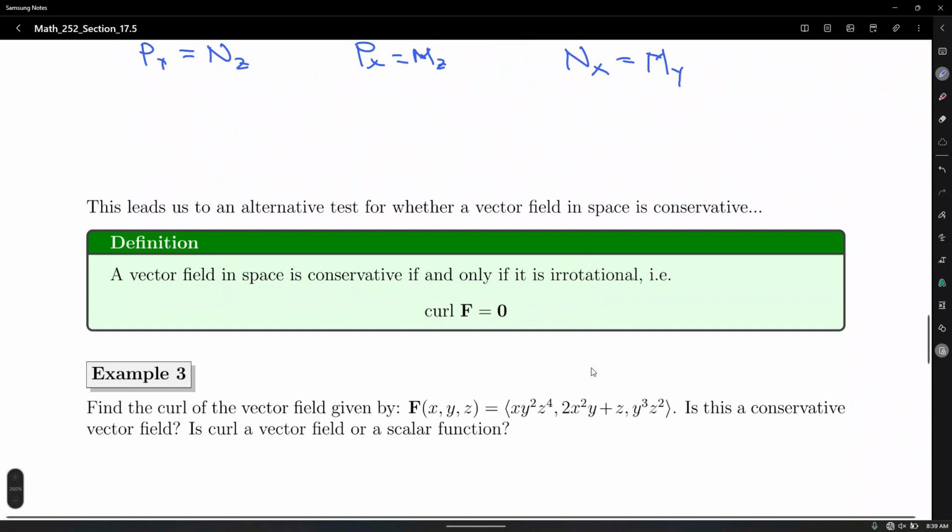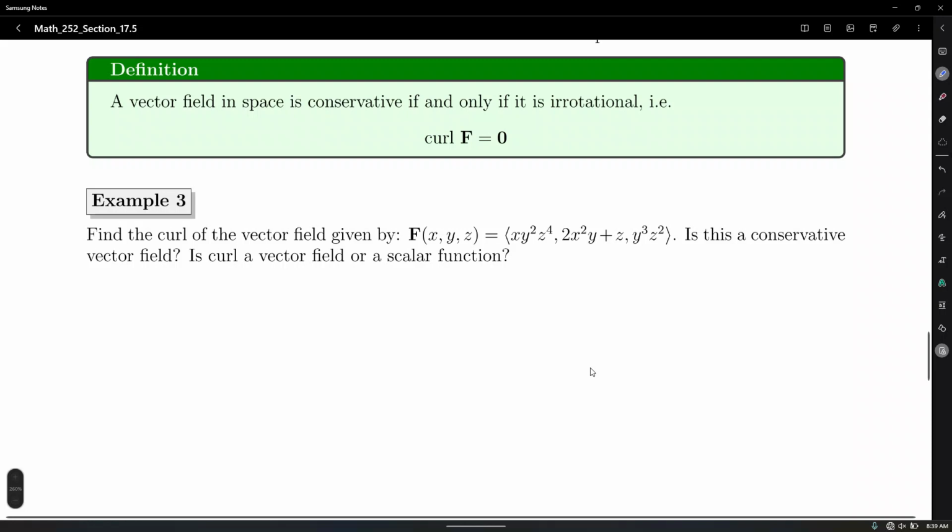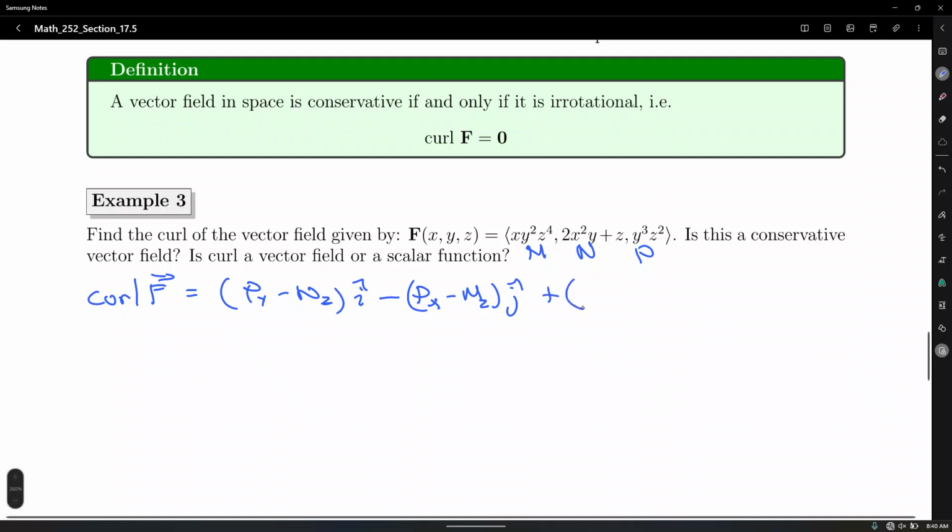All right? Okay. Find the curl of the vector field given by this madness here, which is m, n, and p. Find the curl. Curl of f means p sub y minus n sub z in the direction of i, minus p sub x minus m sub z in the direction of j, plus n sub x minus m sub y in the direction of k. Let's compute partial derivatives here. p with respect to y is 3y squared z squared, minus n with respect to z, that is just 1, in the direction of i.